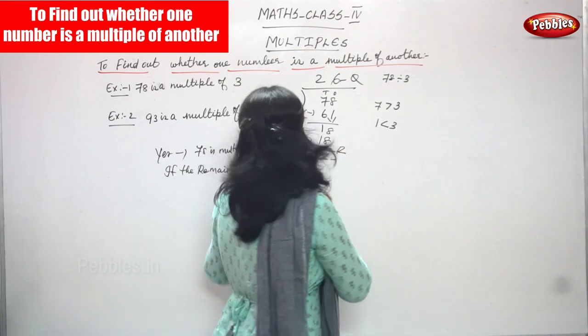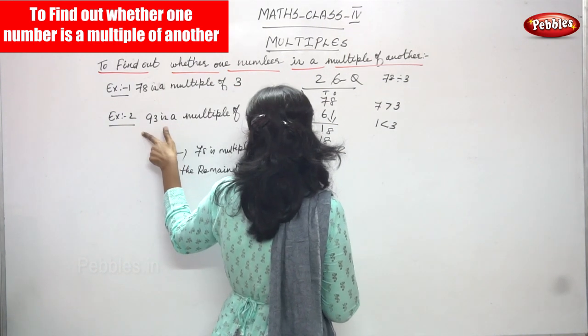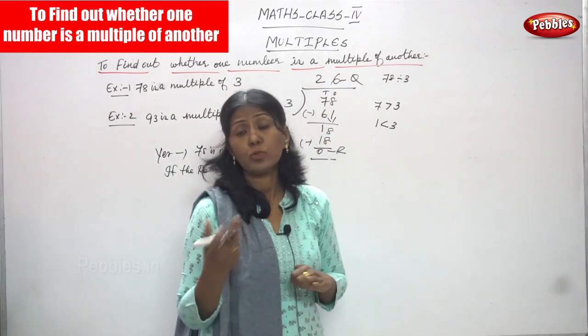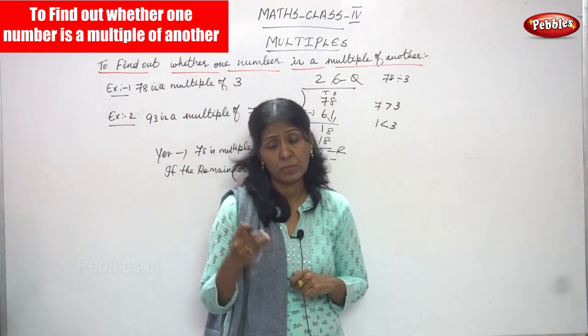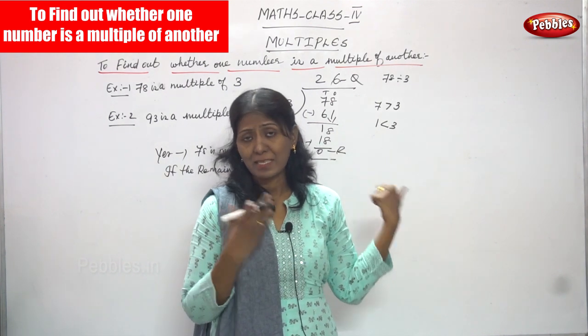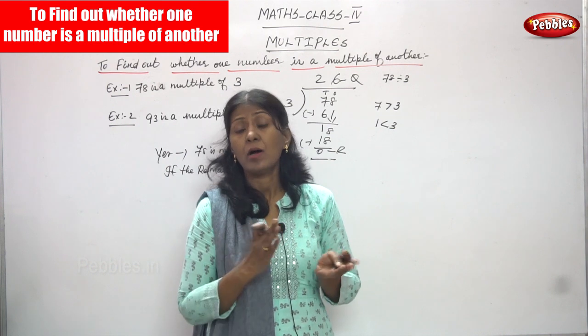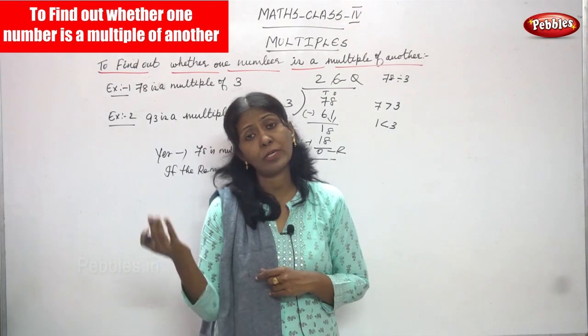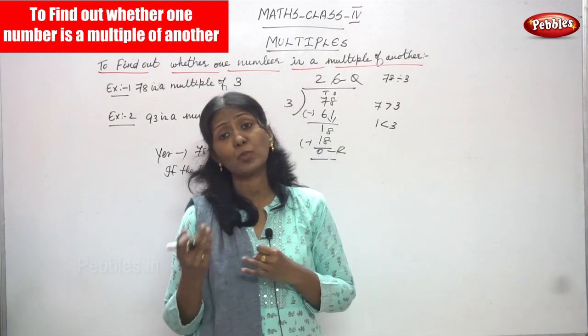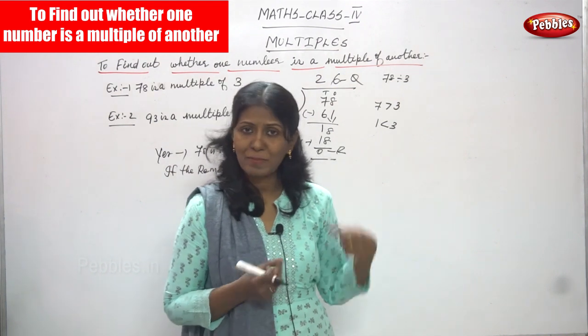Next is example 2: is 93 a multiple of 7? You may ask me why we are using division. Because if you use division, you can find out whether it is a multiple or not. It's all combined together. I've already told you that for factors we use two methods: one is the multiplication method, the other is the division method.